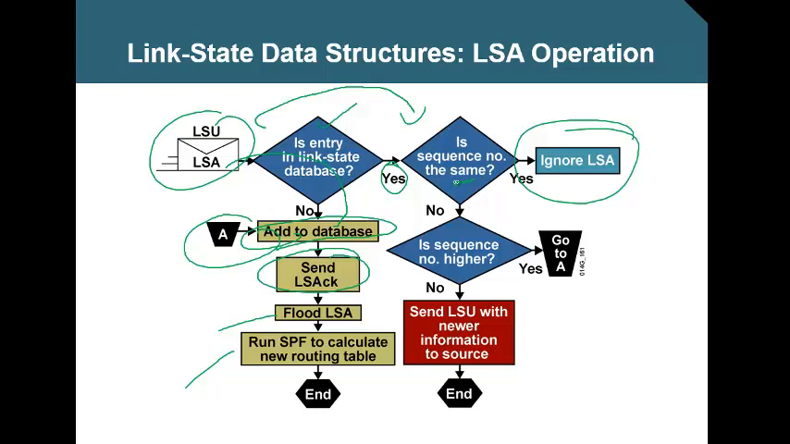Sequence number. When a router sends an update, it will put a sequence number. If it sends a new update, it will increment the sequence number and send. So if I already have an update, and the sequence number of what I have and what is coming in is the same, it's the same update. I should not learn again. I ignore.